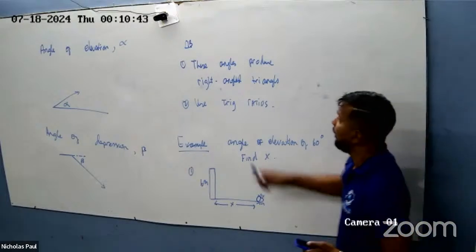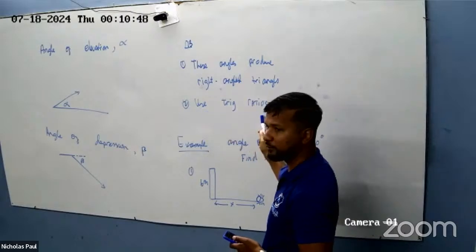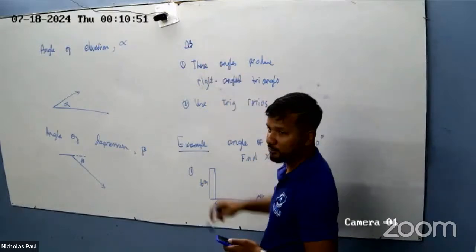These angles produce right angle triangles. Use trig ratios. Know that.